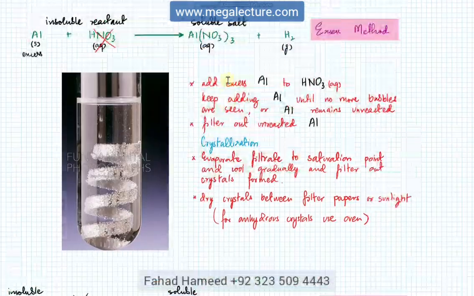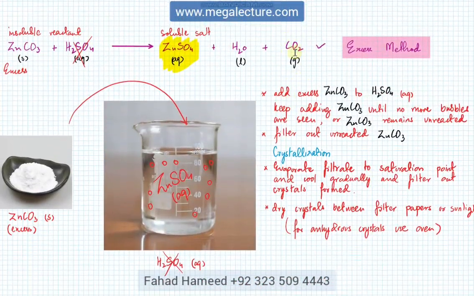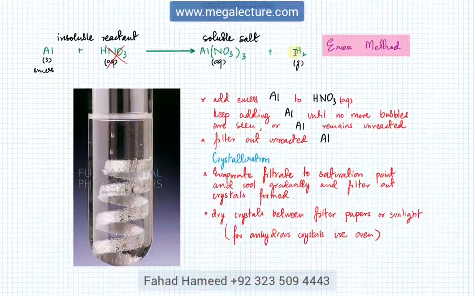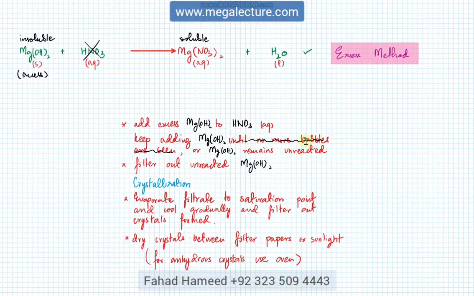In all the other previous reactions, there were gases being produced, like carbon dioxide in the previous one. So there were bubbles being produced, but not in this case. So you won't see bubbles being formed in this particular reaction. So make sure you get rid of that in your answer. So keep adding Mg(OH)2 until Mg(OH)2 remains undissolved. You add so much of it that it stops dissolving. That's it.